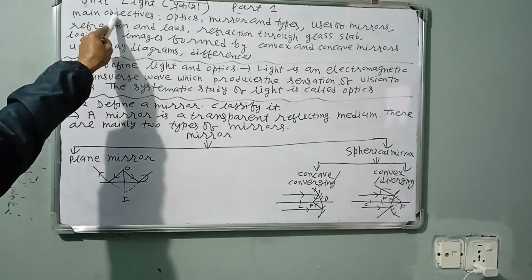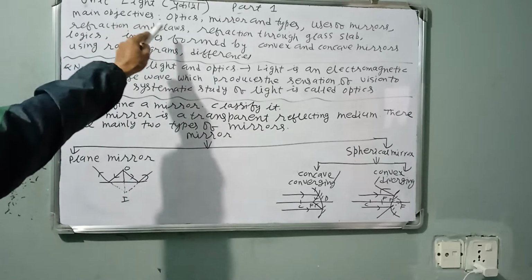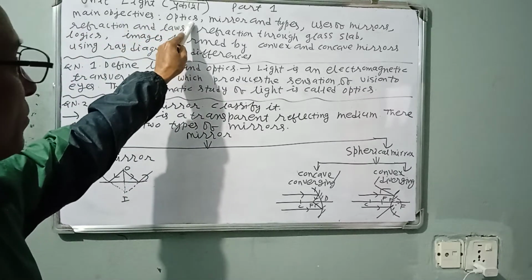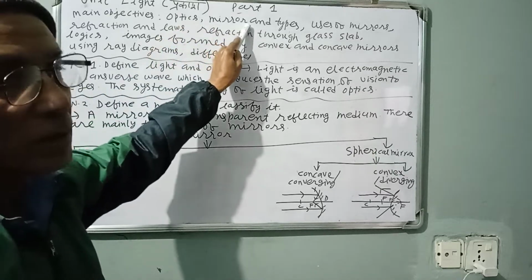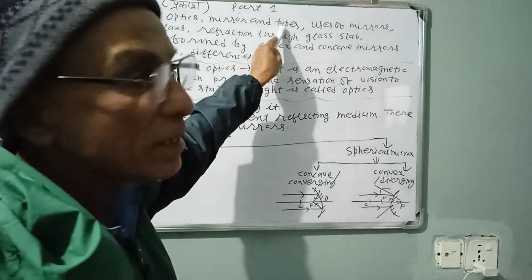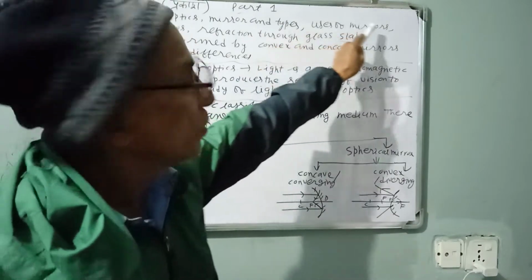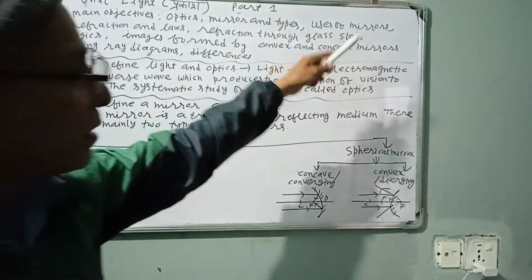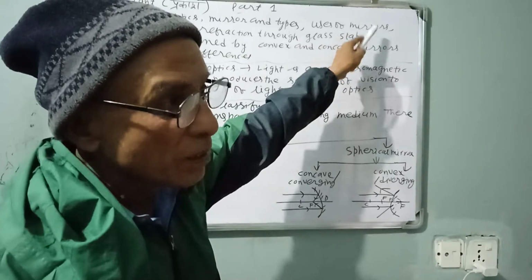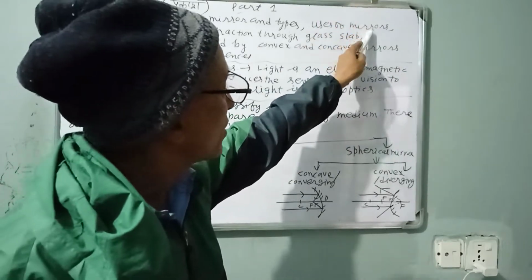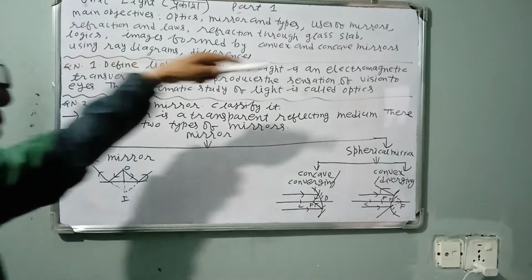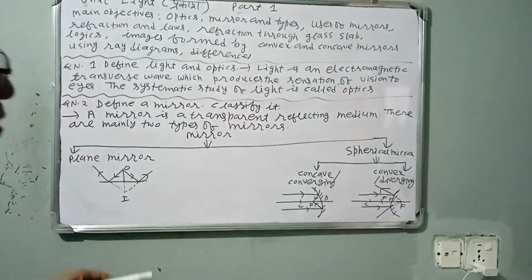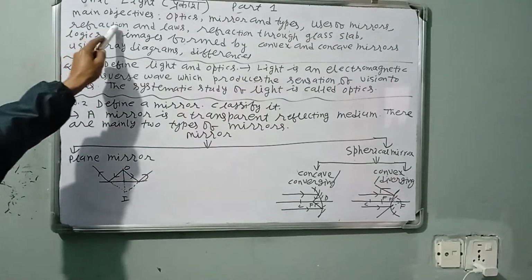The main objectives of this lesson are as follows. What is optics? Systematic study of light. Mirror. What is a mirror? How many types of mirrors are there? Uses of mirrors in our daily life for practical purposes, for street as reflectors, for shaving, as a looking glass, etc. We use mirrors generally daily in our daily life.